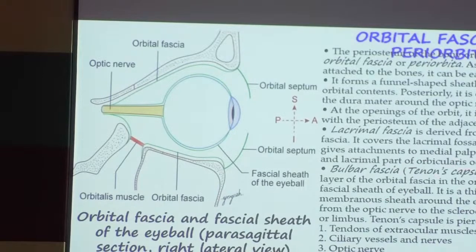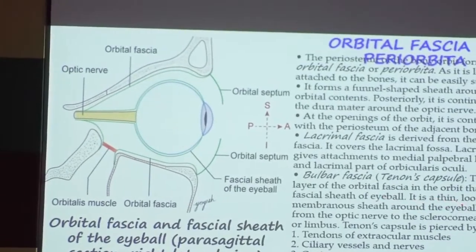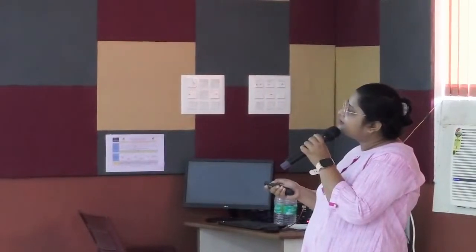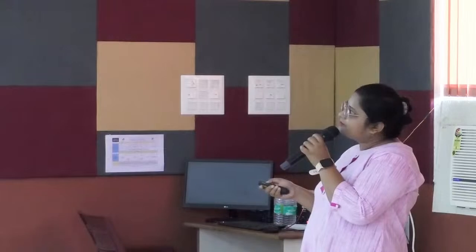Next is bulbar fascia or Tenon's capsule. It is the inner layer of the orbital fascia in the orbit that forms the fascial sheath of the eyeball. Okay, and it is thin. See here, this is the globe of the eye. Okay, this is the optic nerve. The layer of the fascia which is covering the eyeball is known as bulbar fascia or Tenon's capsule, the fascial sheath of the eyeball. And see here, this sheath is also continuing along the optic nerve.